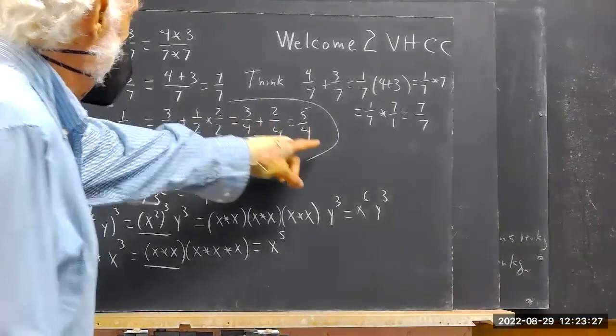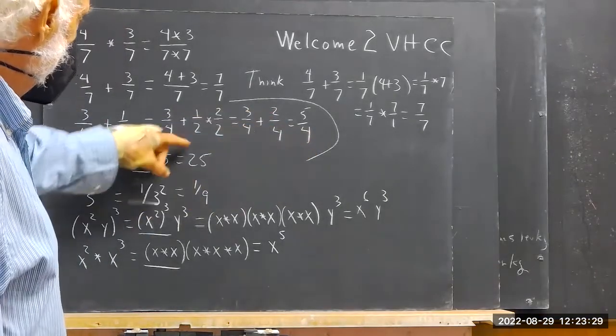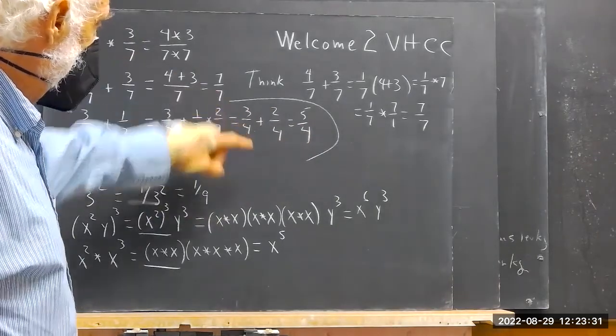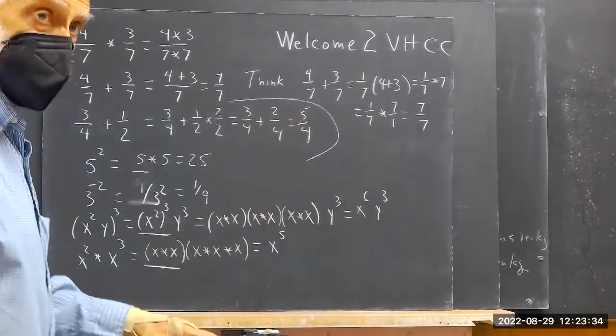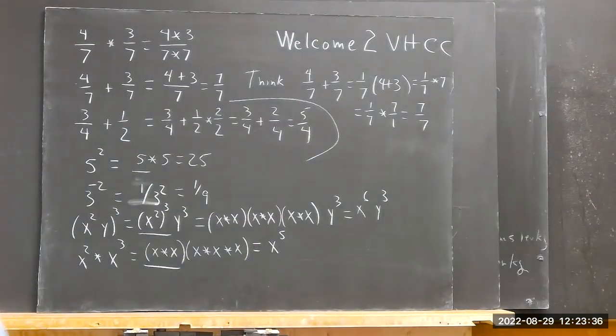Okay, so I didn't finish this problem. You had 3/4 plus 2/4, and you put the 1/2 over the common denominator, and that gave you 5/4. Okay. I never wrote down the 5/4.